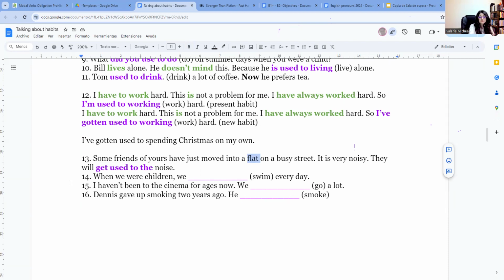All right, then we have number 14. When we were children, we used to swim. There you go. Thank you very much, Lena. We used to swim every day. And number 15: I haven't been to the cinema for ages now. We go a lot.